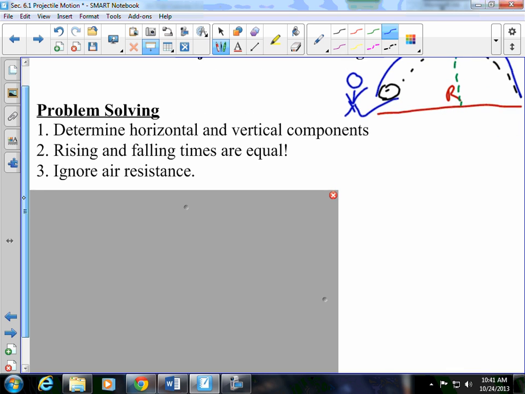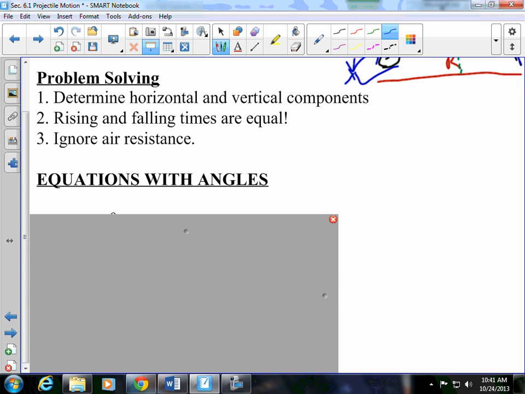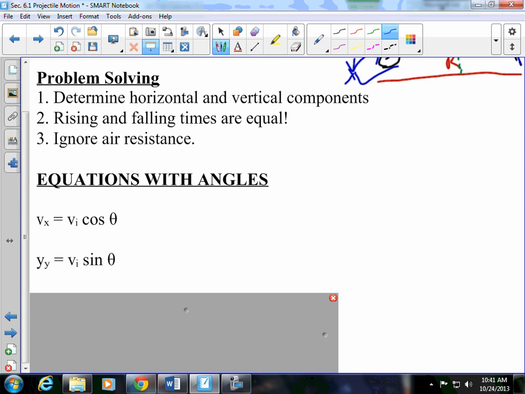So when we talk about solving for x velocity and y velocity, we have two really simple equations. Vx is equal to Vi, the initial velocity, times the cosine of theta. And Vy, that should be Vy, is equal to Vi times the sine of theta. Just a reminder, since we're using angles again, make sure your calculator is in degrees when you are solving these problems. So Vx is equal to Vi times cosine of theta, and Vy is equal to Vi times sine of theta.